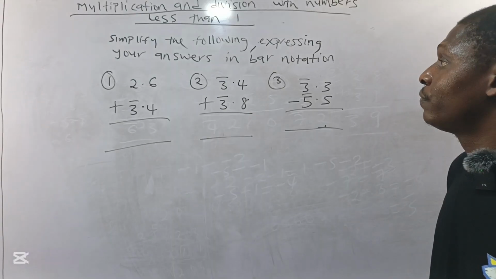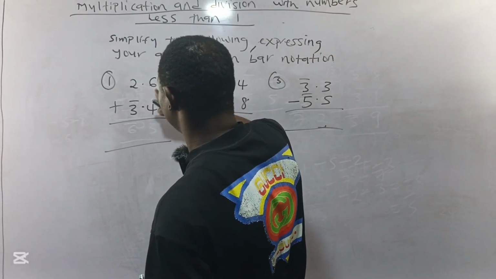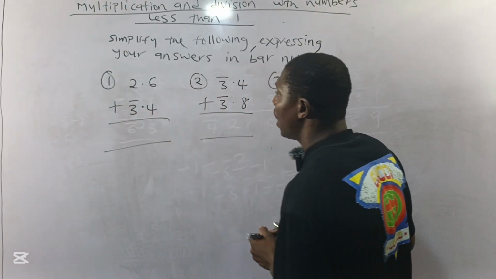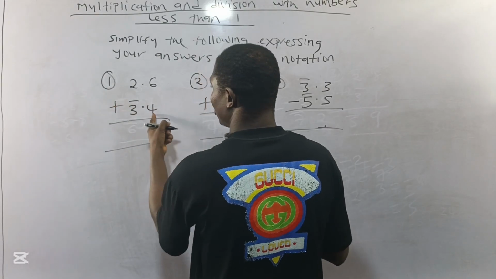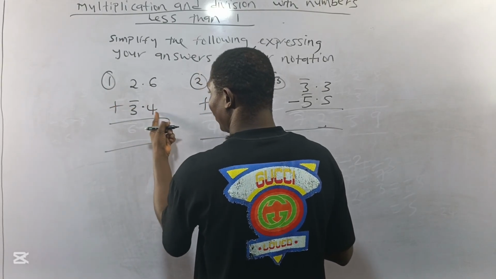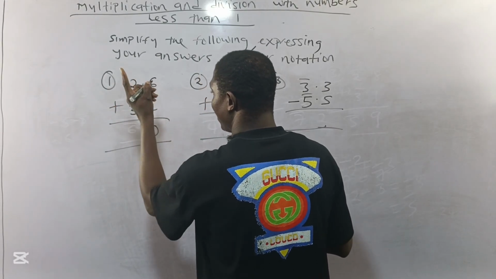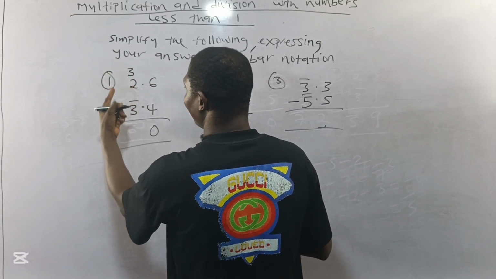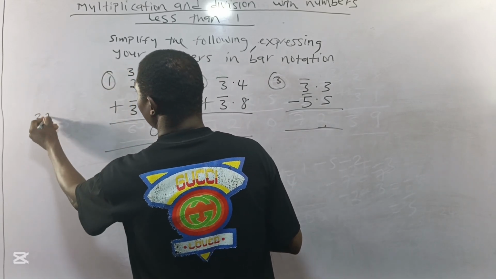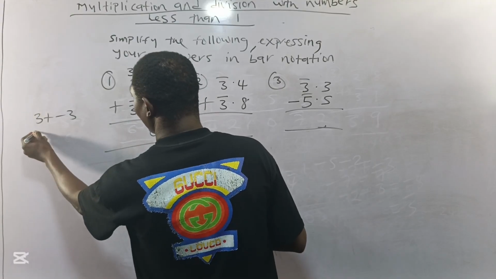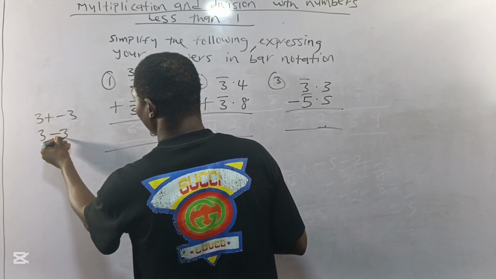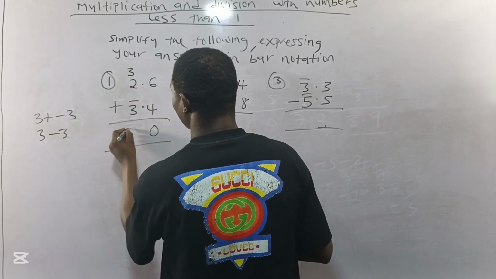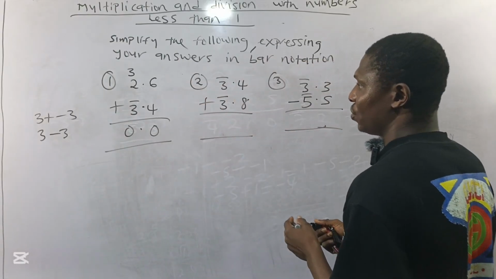Again, we have bar 2.6 plus bar 3.4. How do we do that? 6 plus 4 is 10. I'll have 0, carry 1. The 1 I carry plus this will make this 3. And I'll have 3 plus minus bar 3. So 3 plus minus 3, which is bar 3, will give me minus 3. And 3 minus 3 will give me 0. So this is 0.0.